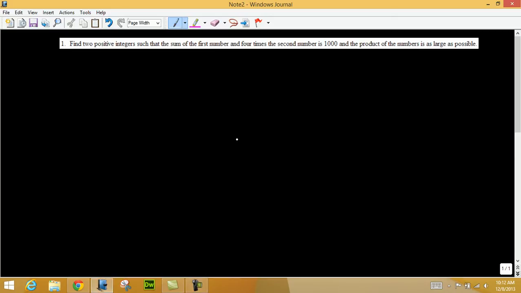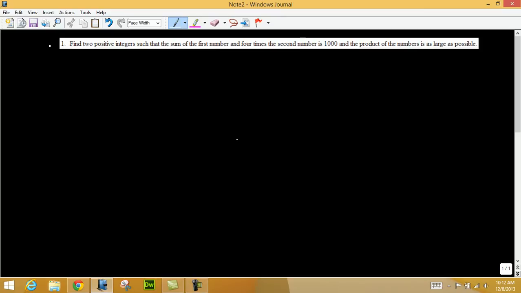Here we need to find two positive integers such that the sum of the first number and 4 times the second number is 1000. That's the relationship between the numbers, the constraint. And the product of the numbers is as large as possible. That's the objective function, the product. We want to maximize the product.